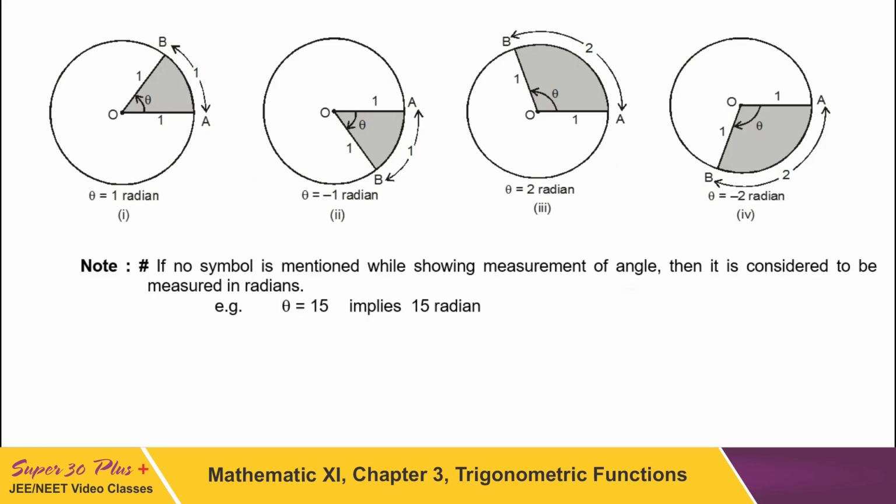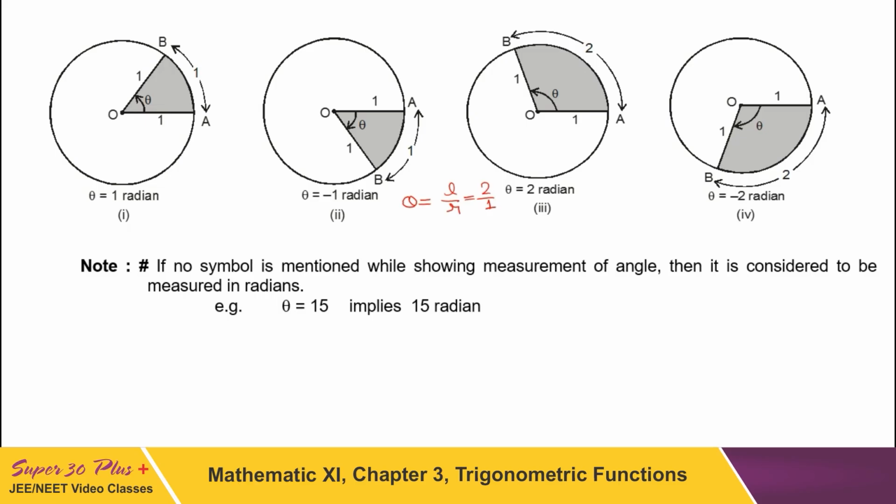You can see this is 1 radian, this is minus 1 radian, and this arc length is 2, radius is 1, then it will be 2 radian. We can use the formula angle is equal to arc length upon radius. In this, arc length is 2, radius is 1, angle is 2 radian. And in this case, it is minus 2 radian because it is a clockwise measurement.